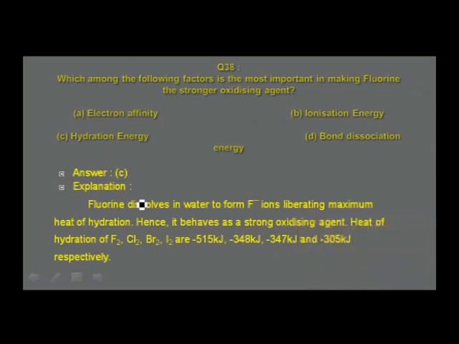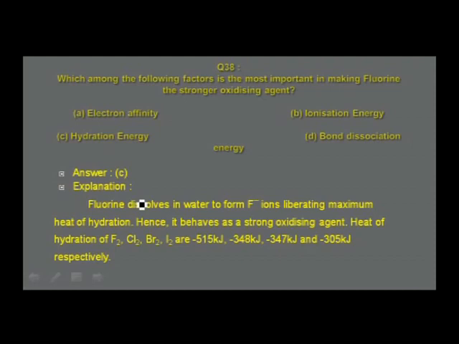When fluorine is dissolved in water, it forms fluoride ions liberating water of hydration. It undergoes hydration to a larger extent than any of the halogen atoms. And therefore, because of this, more amount of heat energy is liberated. It is found that fluorine acts as a strong oxidizing agent.